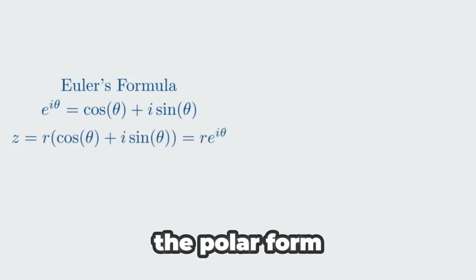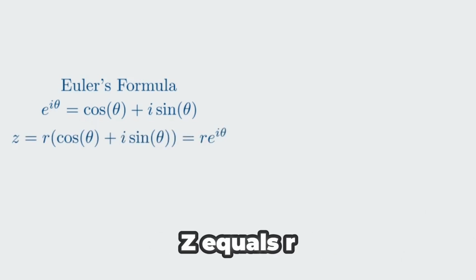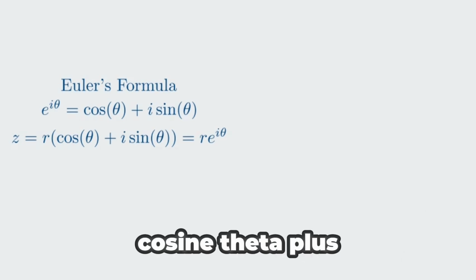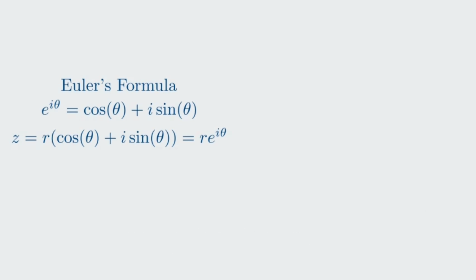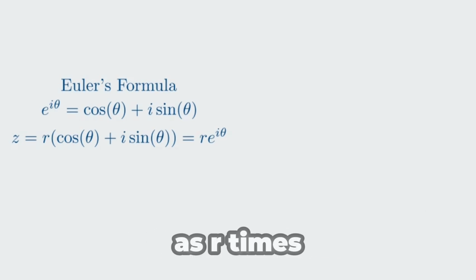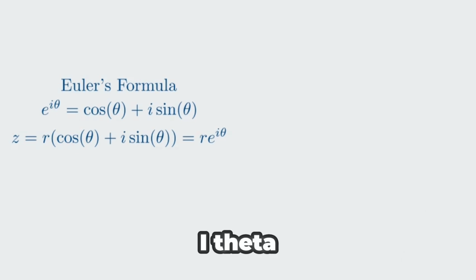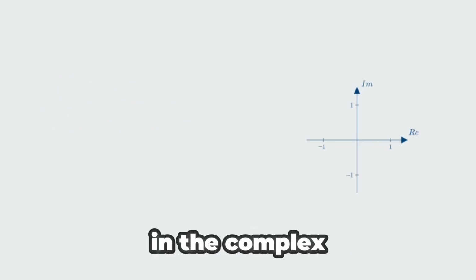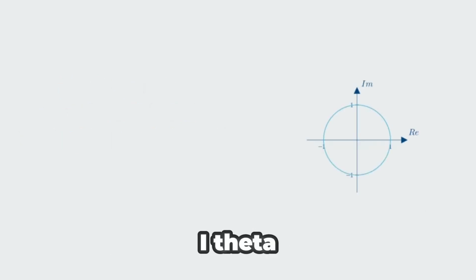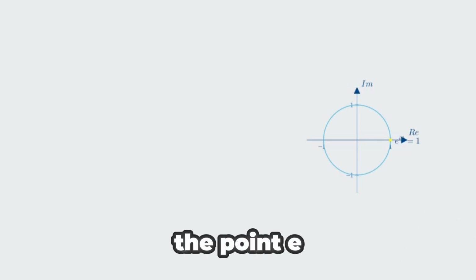Think back to the polar form we just saw. z equals r times the quantity cosine theta plus i sine theta. Euler's formula shows us this is the same as r times e to the i theta. Let's visualize this. In the complex plane, e to the i theta is a complex number that lies on the unit circle, a circle with a radius of 1. As the angle theta changes, the point e to the i theta spins around this circle.